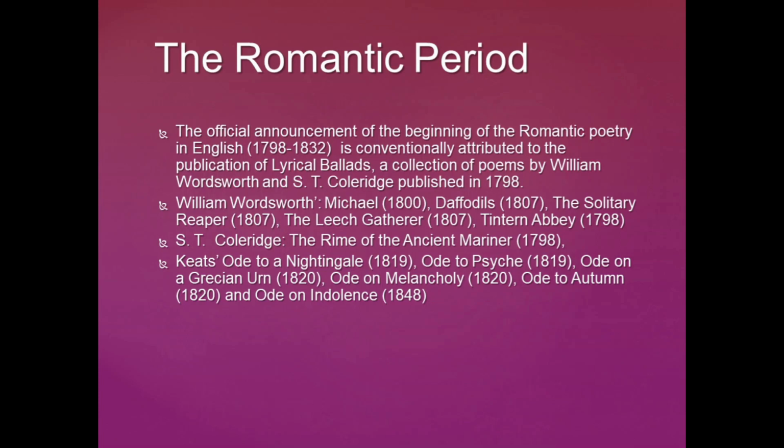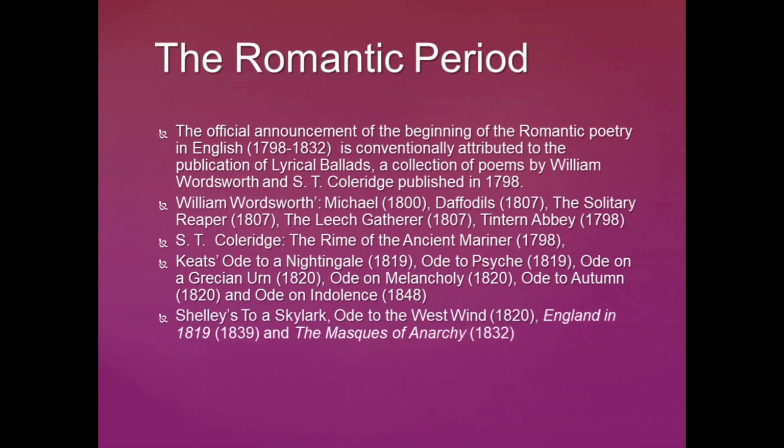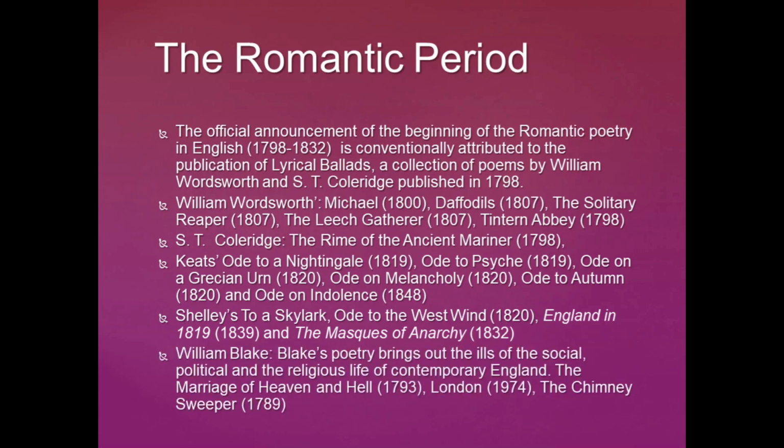John Keats belongs to the second generation of Romantic poets. His odes are very famous, marking him a typical and truly Romantic poet. Ode to a Nightingale, Ode to Psyche, Ode on a Grecian Urn, Ode on Melancholy, Ode to Autumn, and Ode on Indolence are typical odes of Keats. Percy Bysshe Shelley, belonging to the second group of Romantic poets, has penned To a Skylark, Ode to the West Wind, England in 1819, and The Masque of Anarchy, which are masterpieces in Romantic poetry.